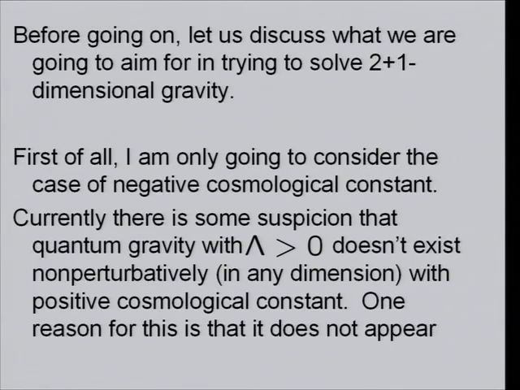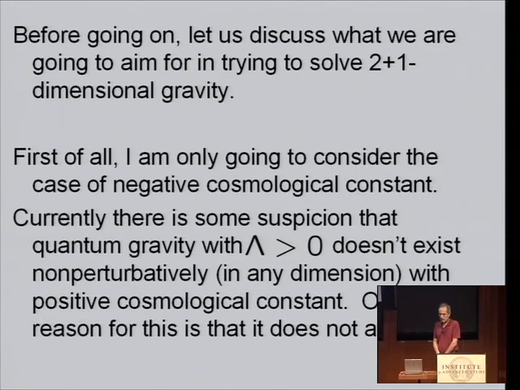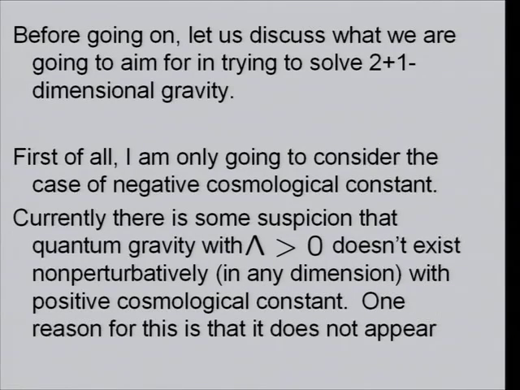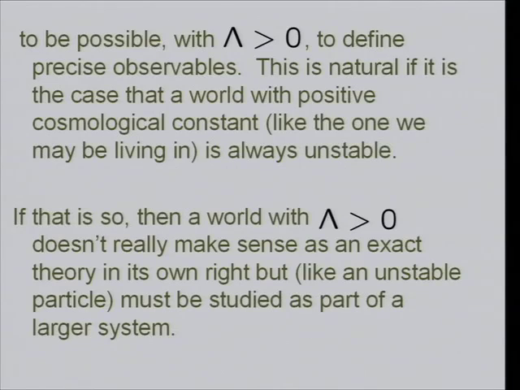Now, before going on, let's discuss what we're going to aim for in trying to solve 3-dimensional gravity. What would it mean to succeed? Well, first of all, we're only going to consider the case of negative cosmological constant. Well, there's some suspicion that quantum gravity with positive lambda doesn't exist non-perturbatively. One reason for this is that it doesn't appear possible with positive lambda to define precise observables.